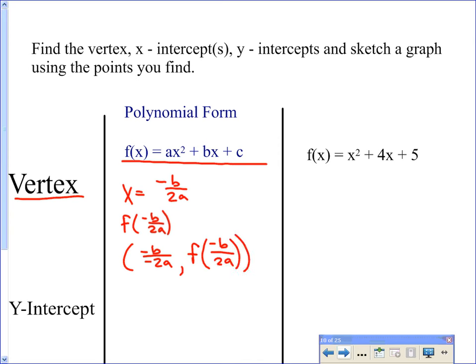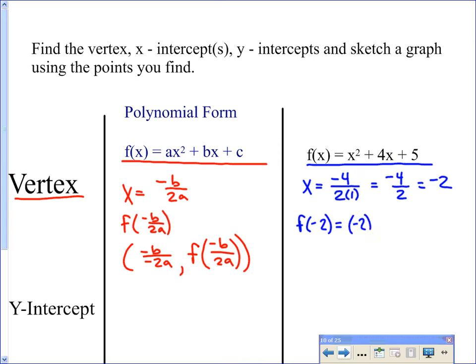Now, that might be a little difficult to understand, so let's just try it here. Here you have an example. I want to find the x-coordinate of the vertex. So I'm going to do negative b, which is negative 4, over 2 times a, which is 1. That gives me negative 4 over 2, which is negative 2. Now that I know the x-coordinate of the vertex is negative 2, I'm going to plug that in, find f of negative 2, and that's going to give me the y-coordinate of my vertex.